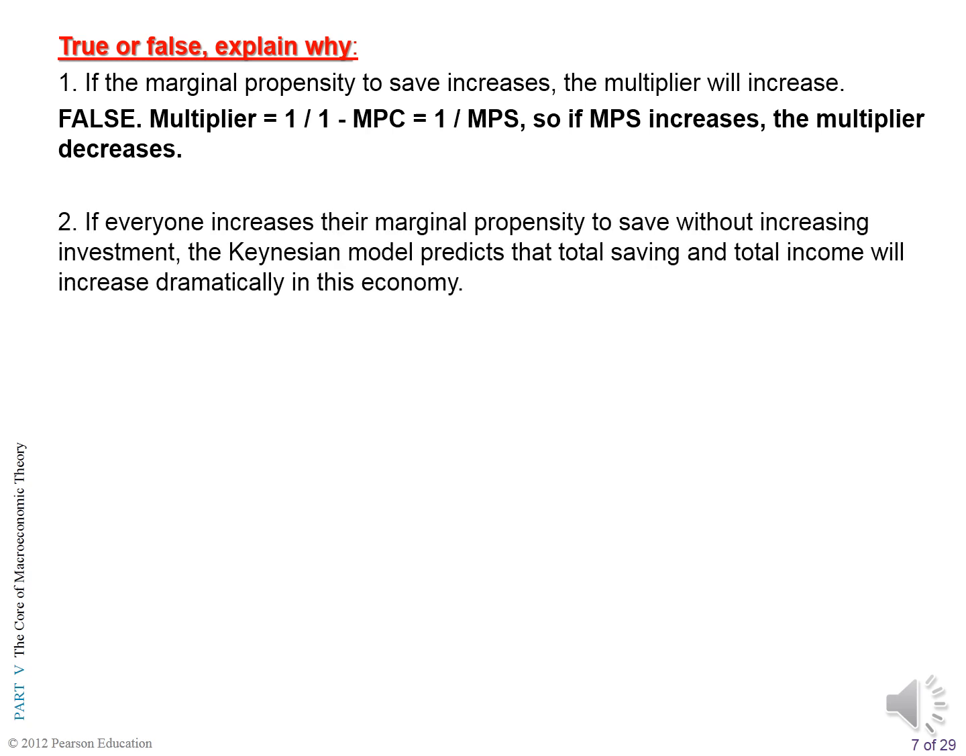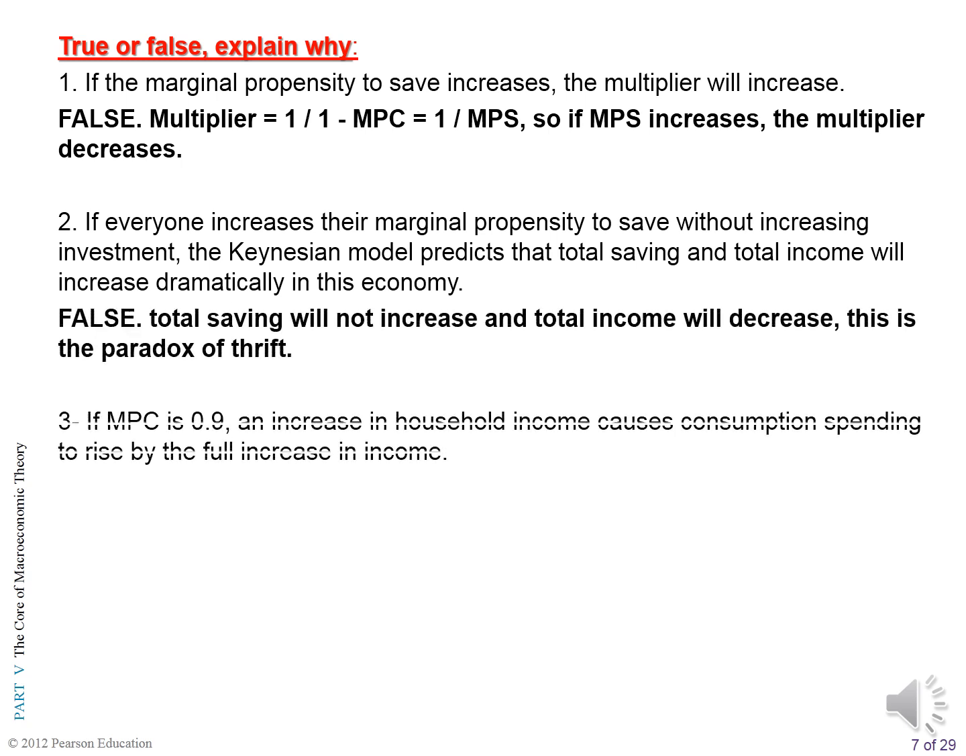Second, if everyone increases their marginal propensity to save without increasing investment. خلي بالك الجملة دي مهمة. Without increasing investment, so the Keynesian model predicts that total saving and total income will increase dramatically in this economy. طبعا saving will be the same, will not increase, and total income will decrease in this case.